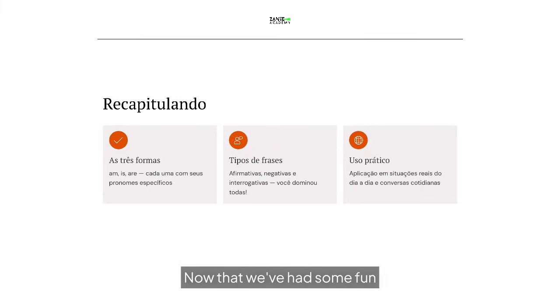Now that we've had some fun with our game and practiced using the verb to be, let's take a moment to recap everything we've learned so far. Continuing our journey, it's important to solidify our understanding of the three forms of to be: am, is, and are.